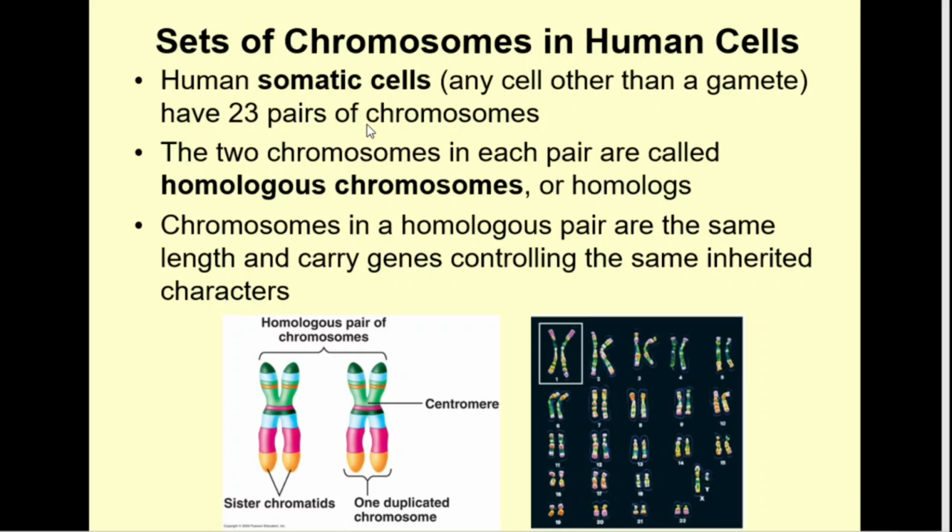Chromosomes in a homologous pair are the same length and carry genes controlling the same inherited characters. And we get one of our homologs from our mum and one from our dad. So hopefully that makes a bit of sense.